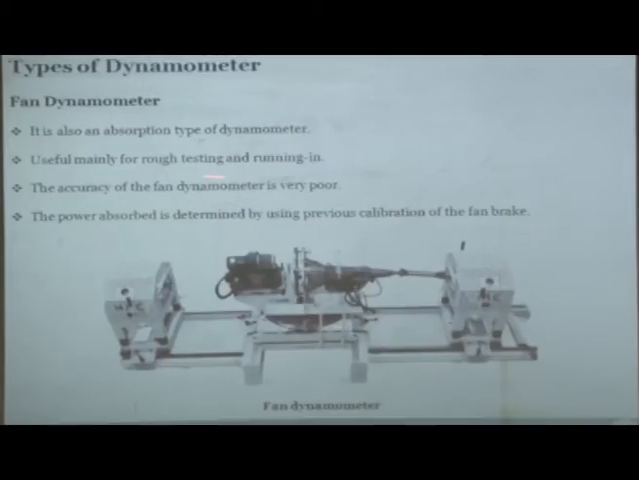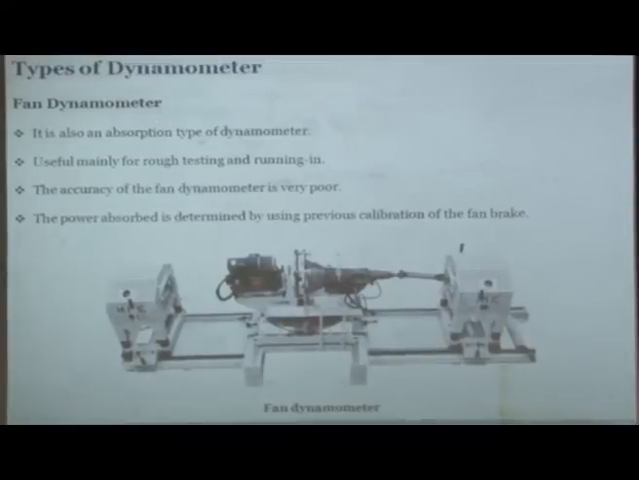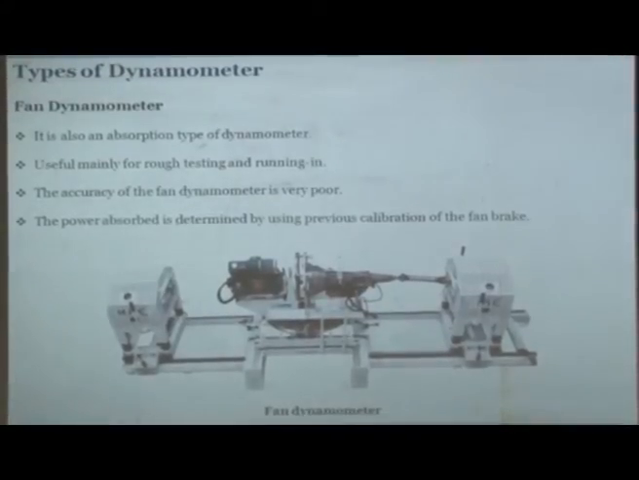The fan dynamometer is also another type of dynamometer. This is also an absorption type dynamometer. It is mainly for rough testing and running in. What is running in? You buy a new car or a new engine which is just out of the production line, and you want to run it for say 50 kilometers or say 1 hour. So you put it in, run it for 1 hour, and then pass it. The accuracy of the fan dynamometer is extremely poor. You don't need very high accuracy at the end of an assembly line. The power absorbed is determined by the previous calibration of the fan brake, and this is how it looks.